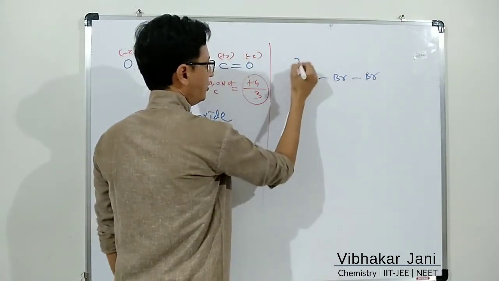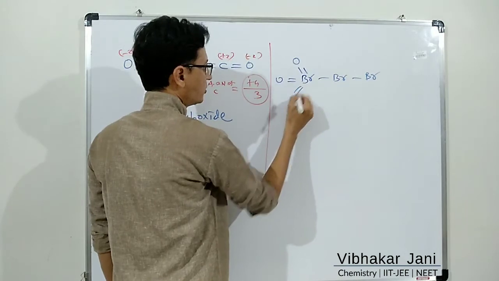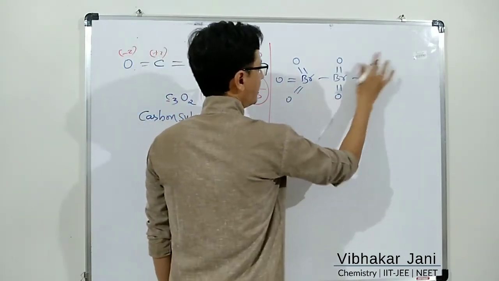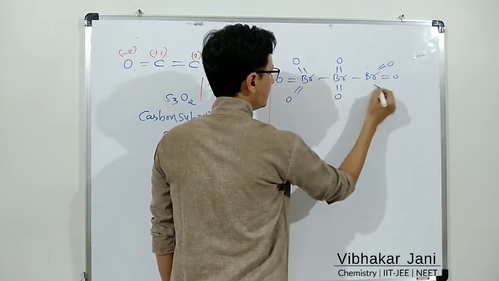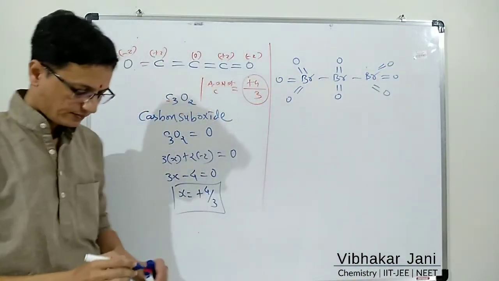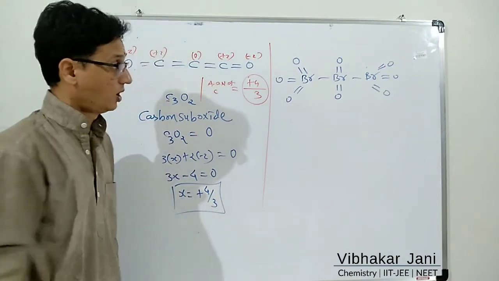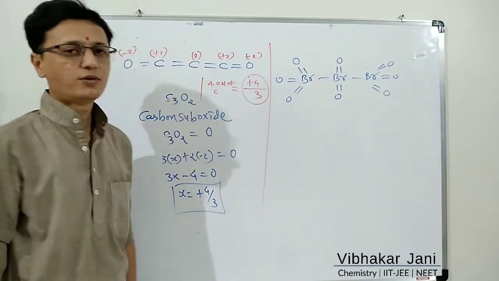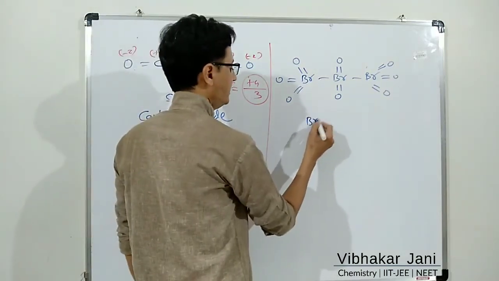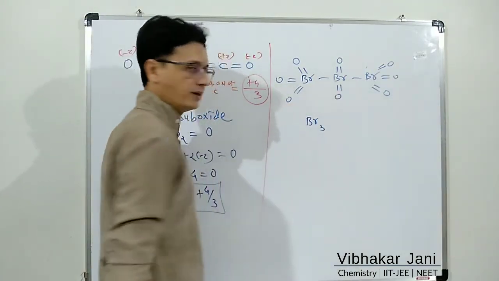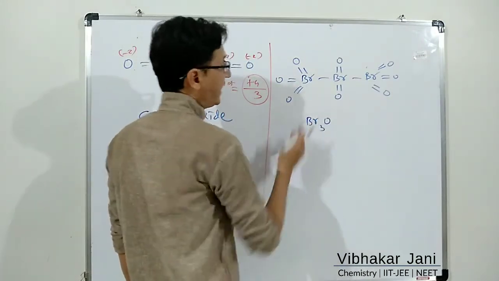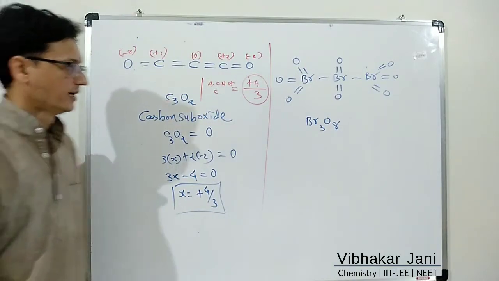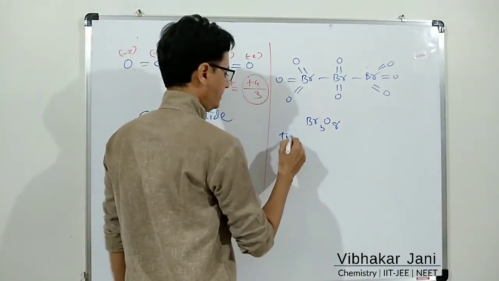Br, double bond O, double bond O, double bond O. Here also double bond O, and here also we have the O. Now, if you write the molecular formula for this compound, then it will be like this: Br3, as there are 3 bromine, and O8, 3 plus 3, 6 plus 2, 8. Br3O8. The name of this compound will be tribromo.